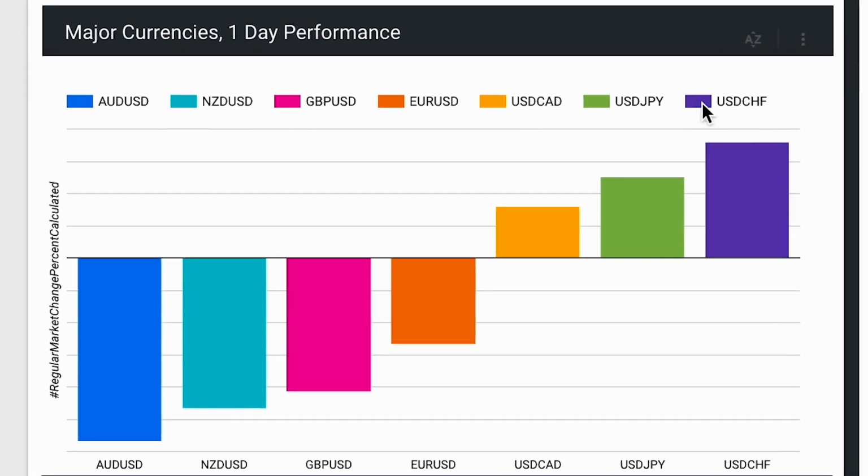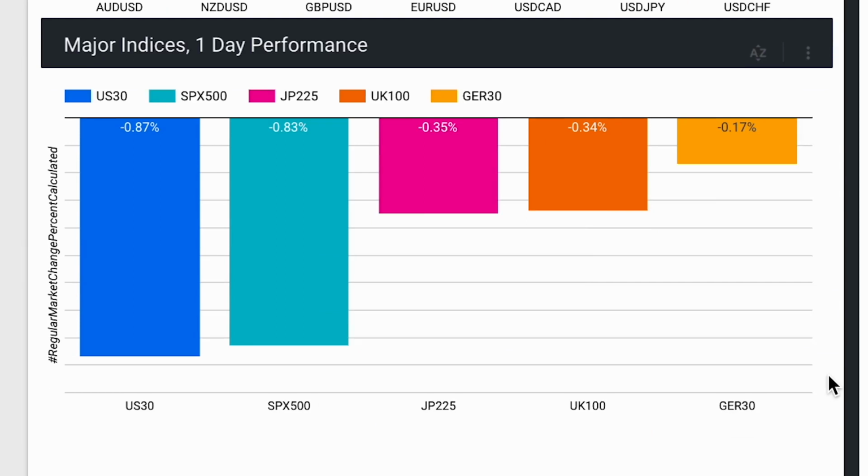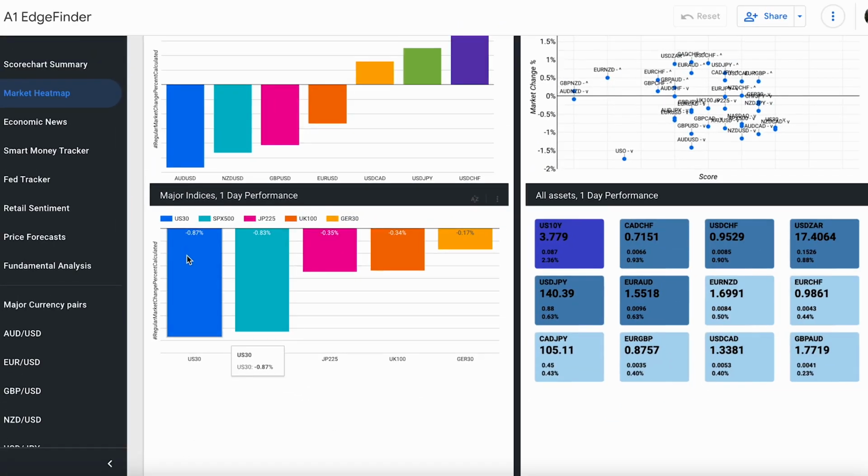So we can see here USD CHF is actually our biggest major currency pair move to the upside from yesterday to today at 0.9% up from yesterday, while Aussie US is our biggest mover to the downside, minus 1.42% from yesterday. And all of our indices are doing worse than they did yesterday, with the US 30 being the biggest mover to the downside at minus 0.87%.